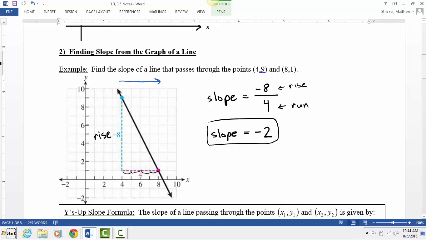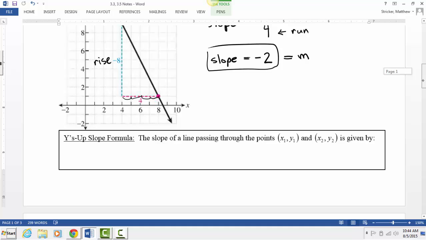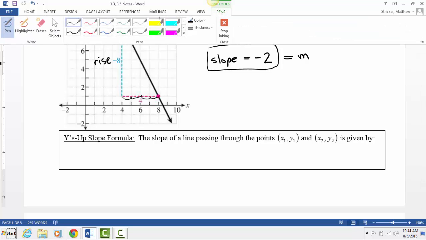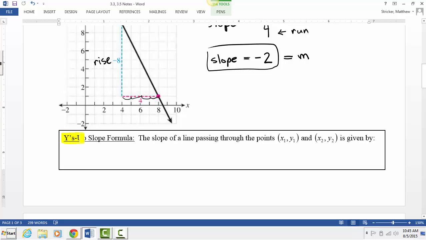Another important thing that you're going to want to know is that we give a variable to always represent slope, and it is the variable m. So anytime you see m equals something, it's really code for saying that's what the slope is. Now there's this formula that we can use to find a slope of a line that passes through 2 points, and I like to, this is a Strickerism, I like to call this the y's up slope formula, and you'll see why here in a second.